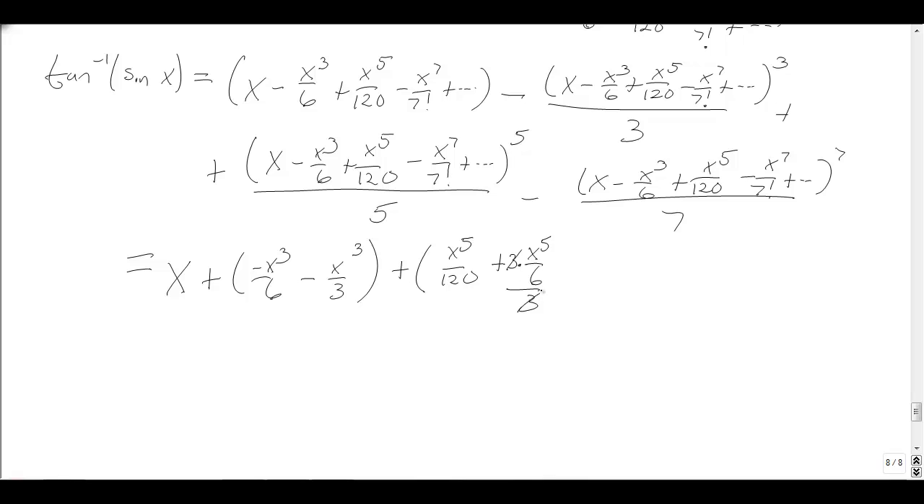So those 3's cancel. And then I could get an x to the 5th over 5 by just taking x times x times x times x 5 times from this sort of to the 5th, really the sine x to the 5th.